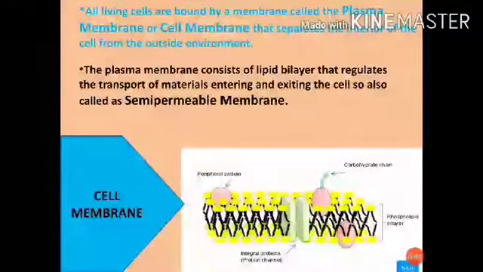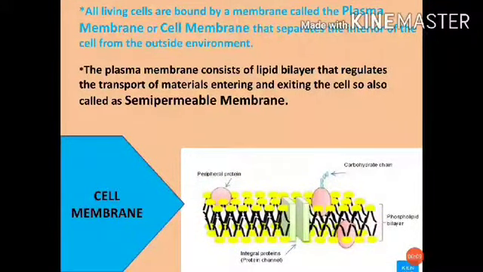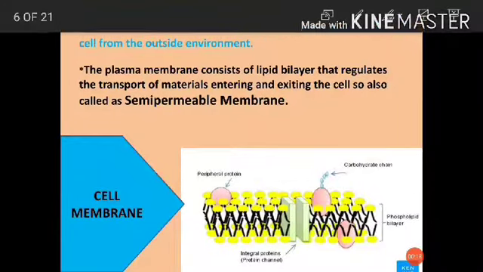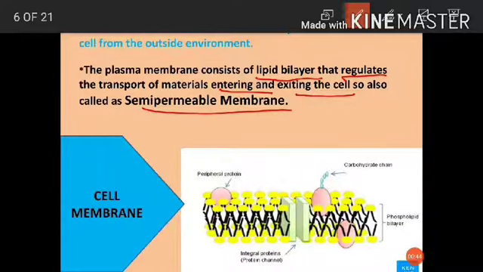Now let's see the outer covering of the cell, which is called the plasma membrane or cell membrane, that separates the interior of the cell from the outside environment. This plasma membrane consists of a lipid or fat bilayer and regulates or controls the transport of materials in and out of the cell, entering and exiting as per the requirement of the cell, so it is also called a semi-permeable membrane.